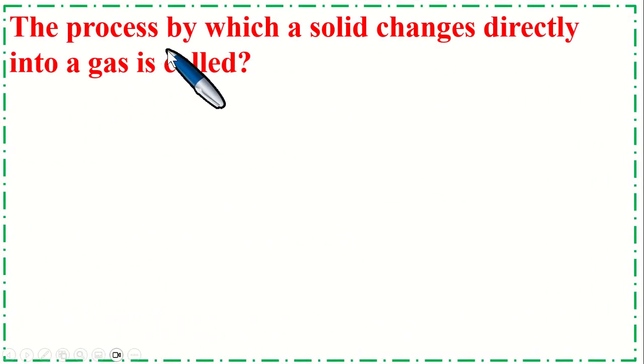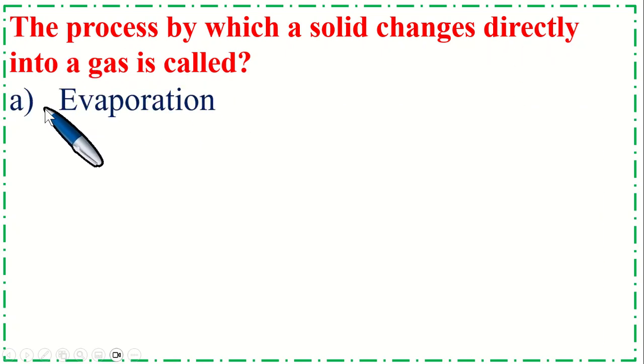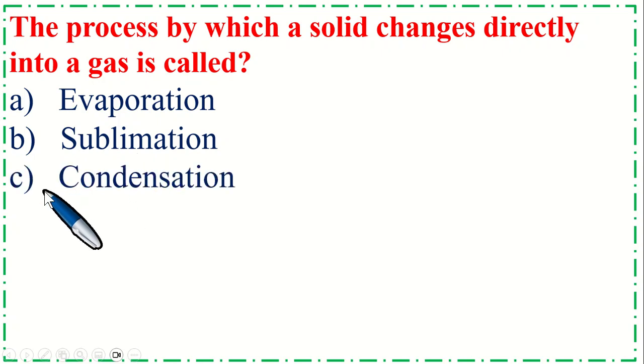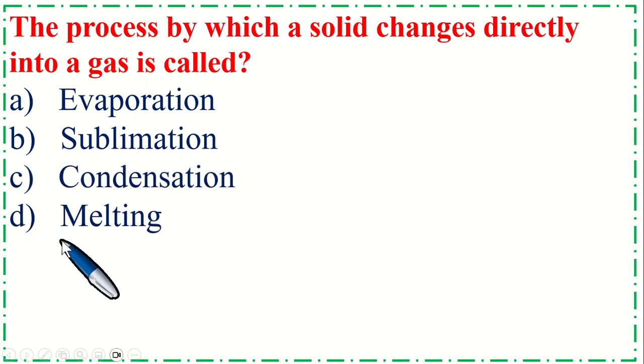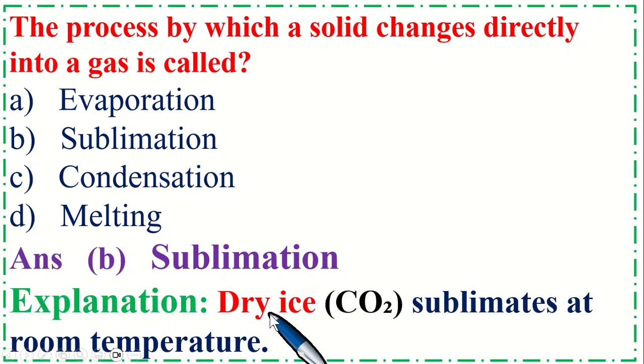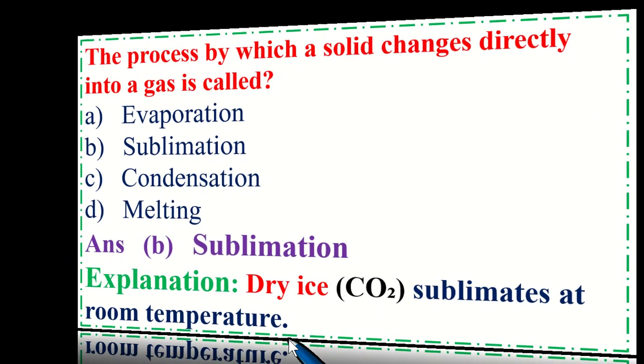The process by which a solid changes directly into a gas is called: option A, evaporation; B, sublimation; C, condensation; and option D, melting. So the correct option is B, sublimation. Explanation: dry ice, CO2, sublimates at room temperature.